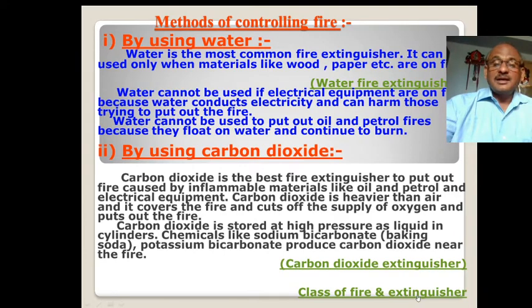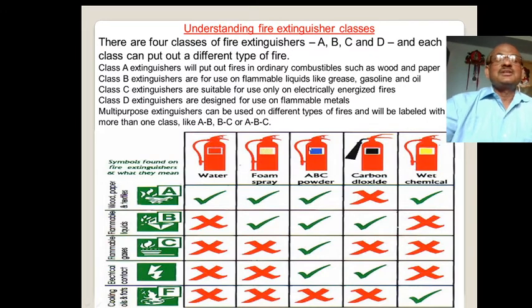Now classes of fire extinguishers. Fire is also categorized into several classes. See here, there are four classes: A, B, C and D. And each class can put out a different type of fire. Class A puts out fires in ordinary combustibles such as wood and paper. So here see, that is class A. For this, a water extinguisher, foam, spray, powder and wet chemical fire extinguishers can be used.